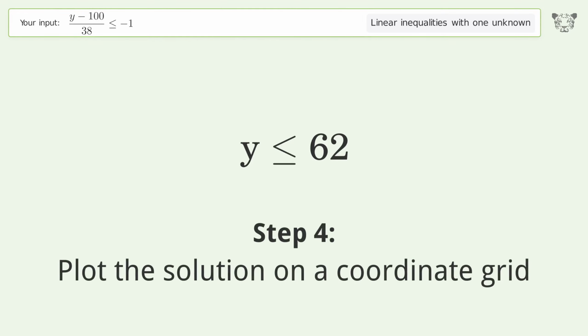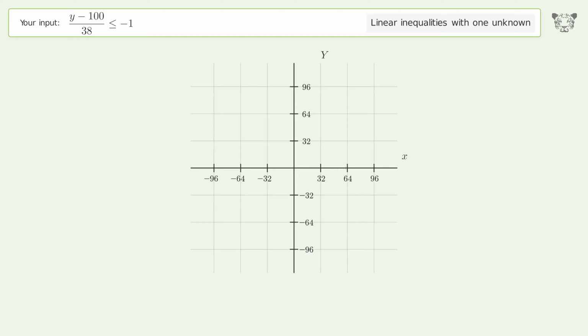Plot the solution on a coordinate grid. And so the final result is y equal or smaller than 62.